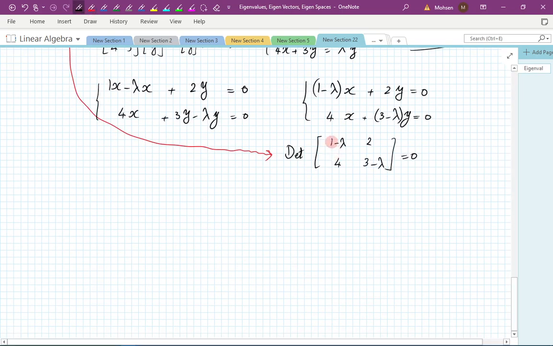So what is it? Put a parenthesis around your entries so you don't make a mistake with signs and such. So (1 minus lambda) times (3 minus lambda) minus 2 times 4. That has to be 0. So I put the parentheses to avoid sign mistakes.